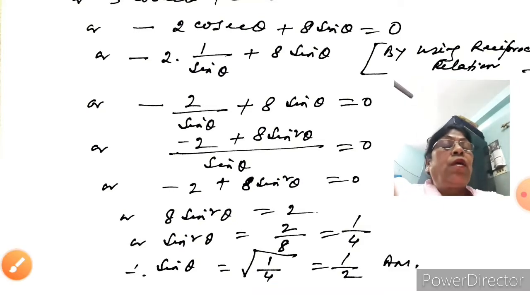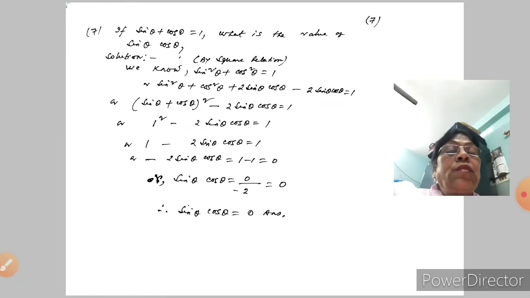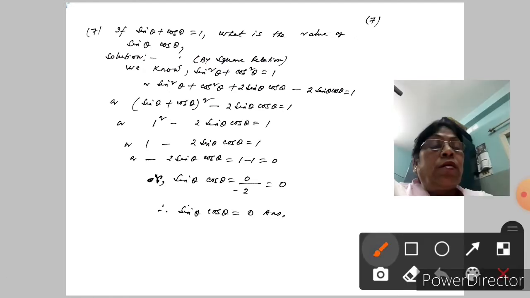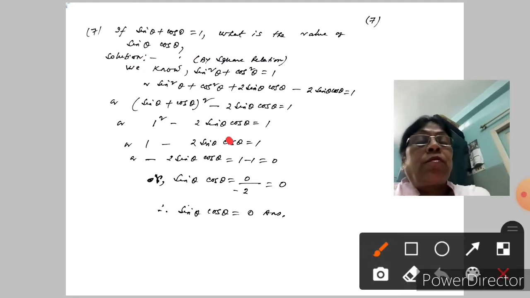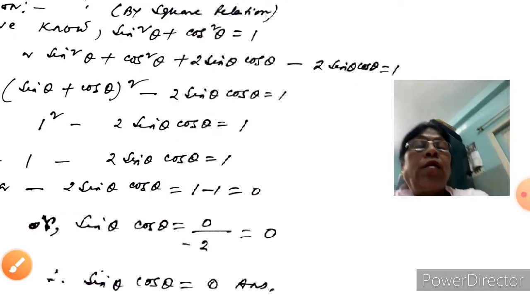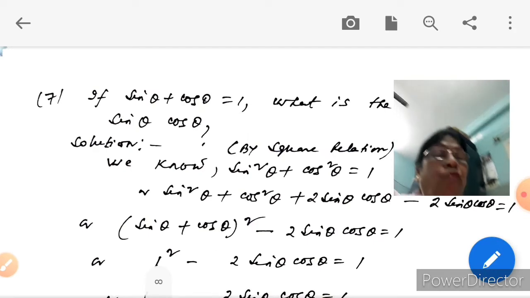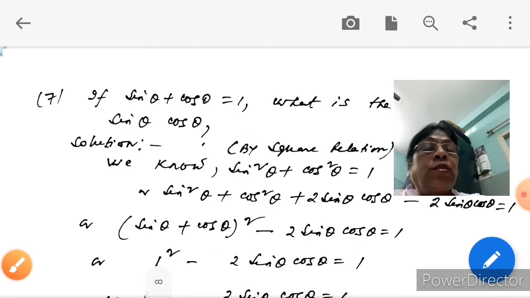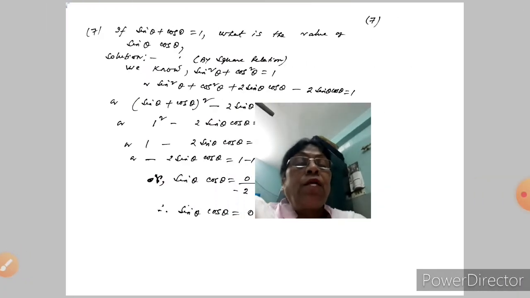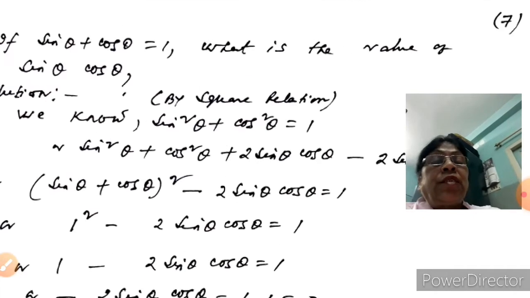Okay. Now, coming to question number 7. If sin θ + cos θ = 1, what is the value of sin θ cos θ?